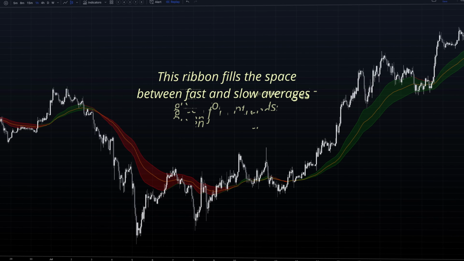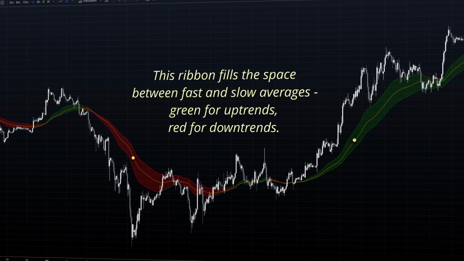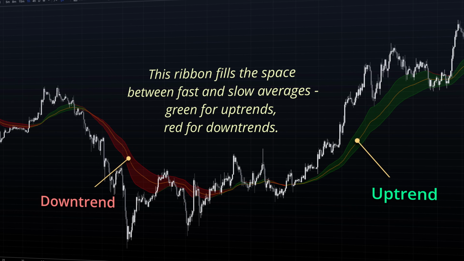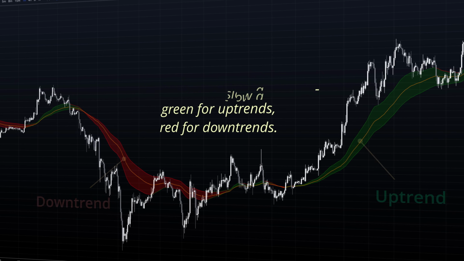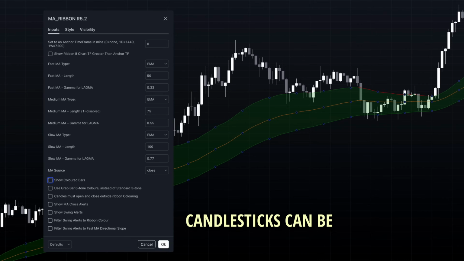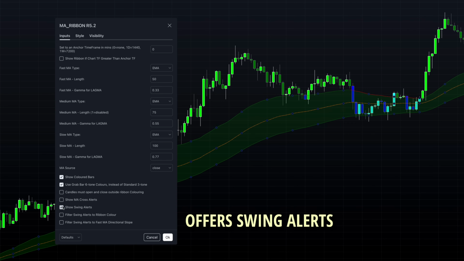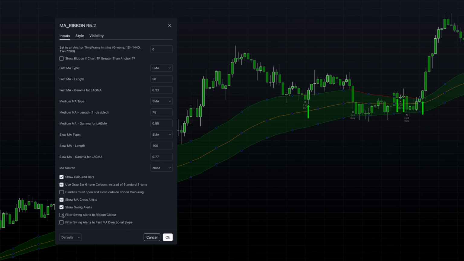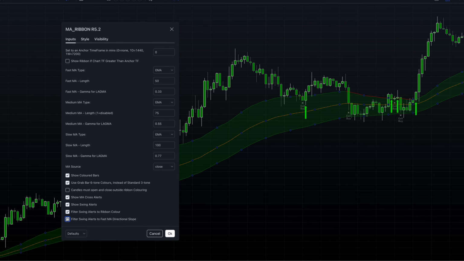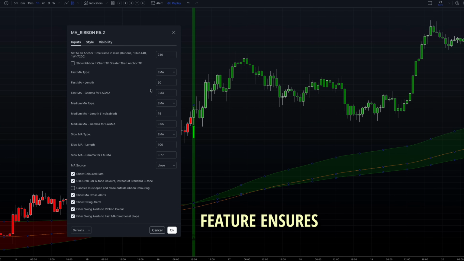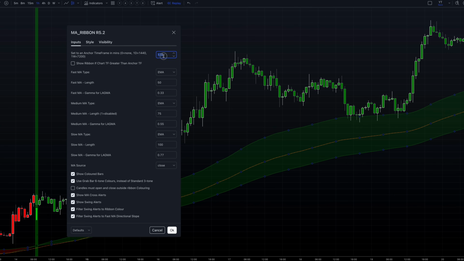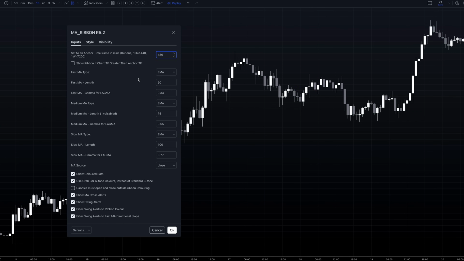The ribbon drawn between the fast and slow averages turns green during uptrends and red during downtrends, helping identify trend strength and trading opportunities. Candlesticks can be colored using a simple 3-tone system or a detailed 6-tone grab scheme to highlight price action around the ribbon. It also offers swing alerts, MA crossover alerts, and optional trend filters to reduce false signals. The anchor timeframe feature ensures consistent, multi-time frame analysis without repainting.